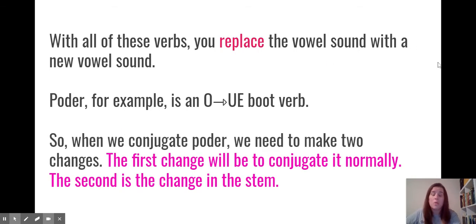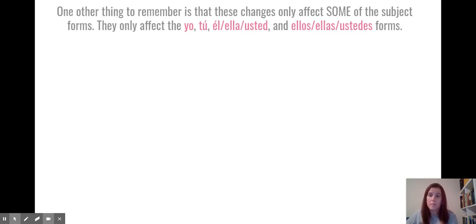When we conjugate poder, we'll make two changes. The first change is going to be to conjugate it normally. We're going to put the appropriate endings based on the subject of the sentence for an ER verb. The second change is going to be in the stem.